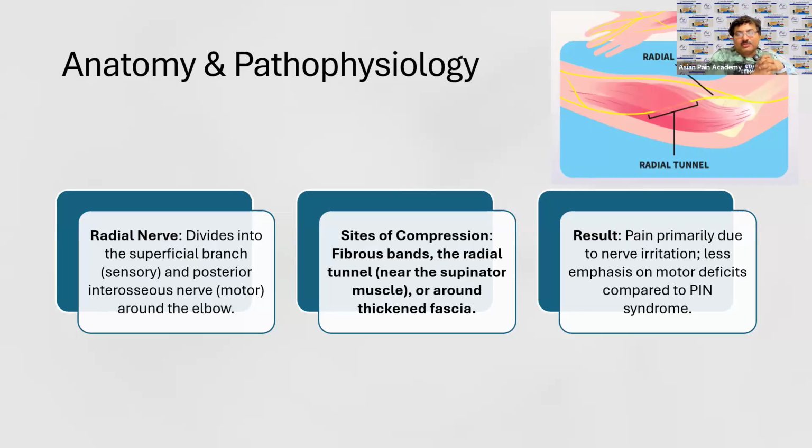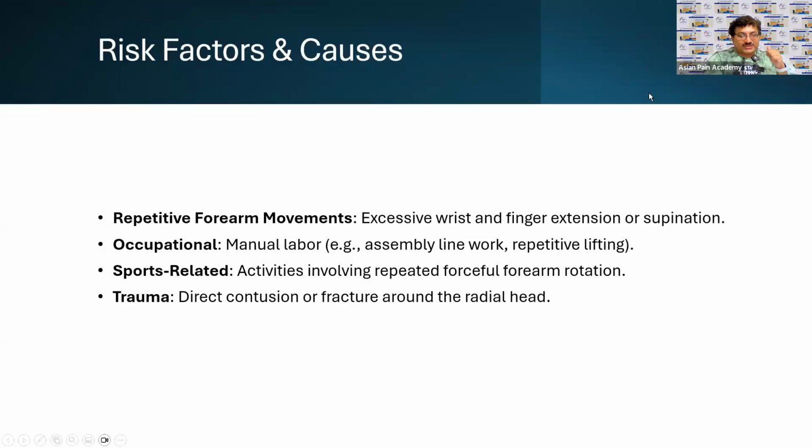This results in pain primarily due to nerve irritation, which lays emphasis on the motor deficit compared to the posterior interosseous nerve syndrome. When it is compressing mainly close to the elbow joint, it is compressing the main nerve trunk, and that usually causes more sensory symptoms and less motor symptoms, whereas compression within the supinator muscle or while exiting from the supinator muscle actually compresses more on the posterior interosseous nerve.